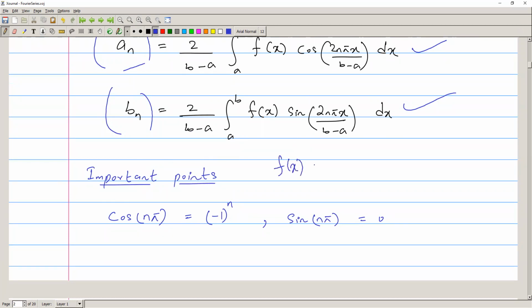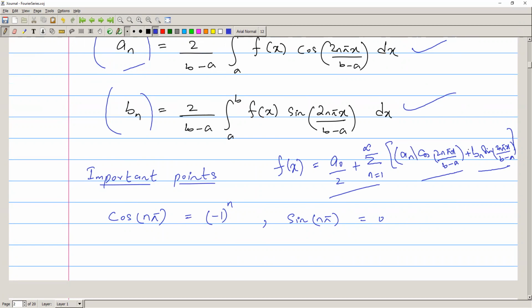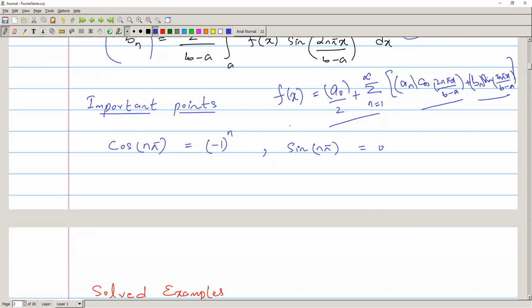In this way you can find the coefficients and then plug them back into the original equation, that is, f of x is equal to a naught over 2 plus summation n runs from 1 to infinity a n cos 2 n pi x over b minus a plus b n sin 2 n pi x over b minus a. When we put the respective values of a n, b n and a naught, we will generate a Fourier series of a function x in terms of sine and cosine, right?